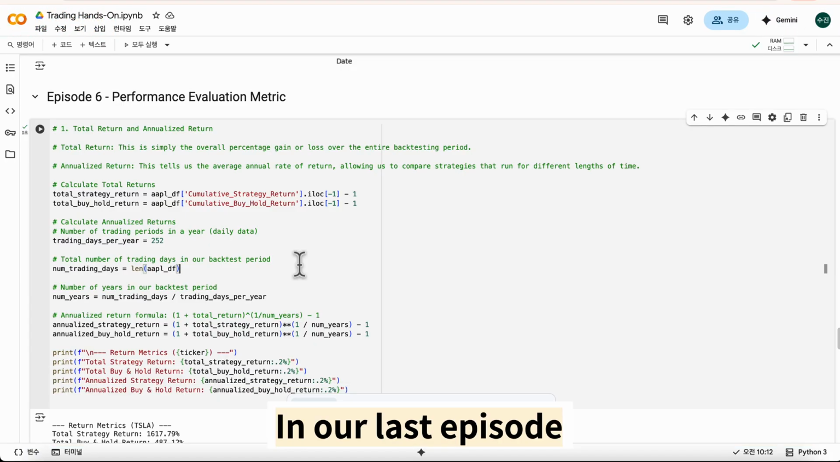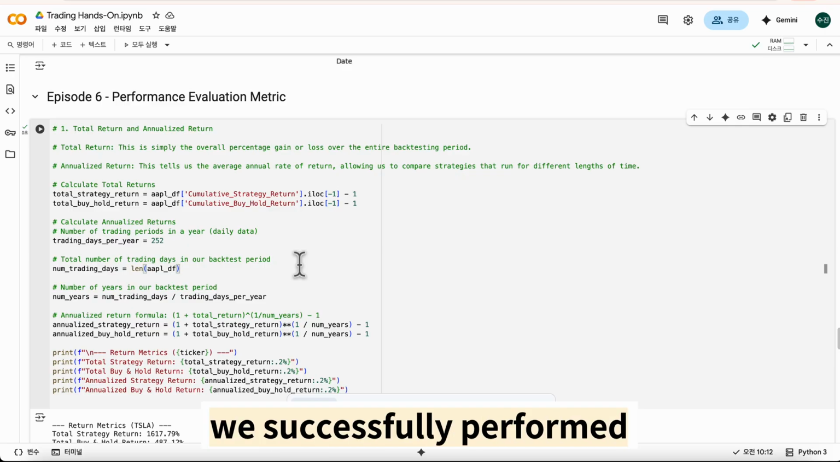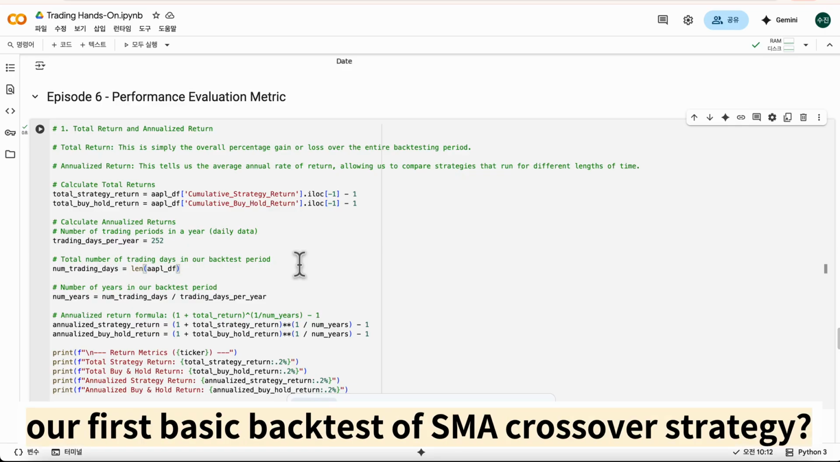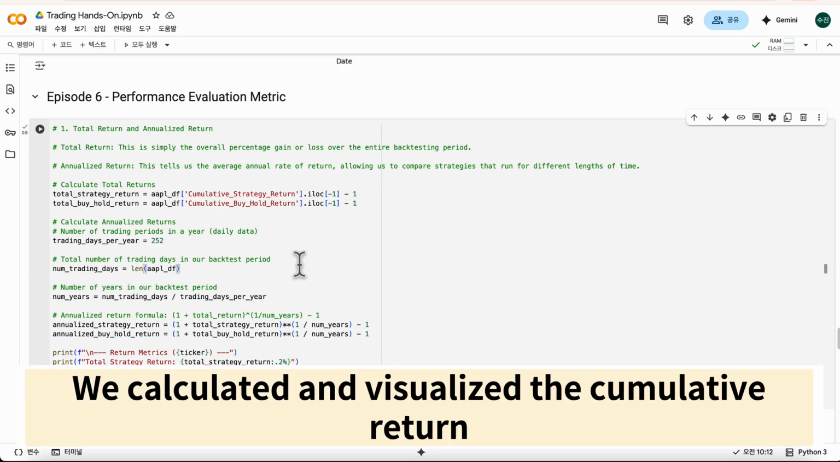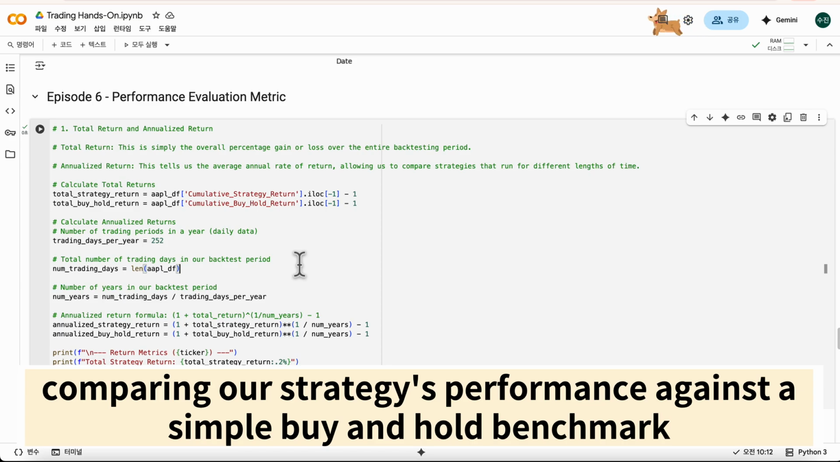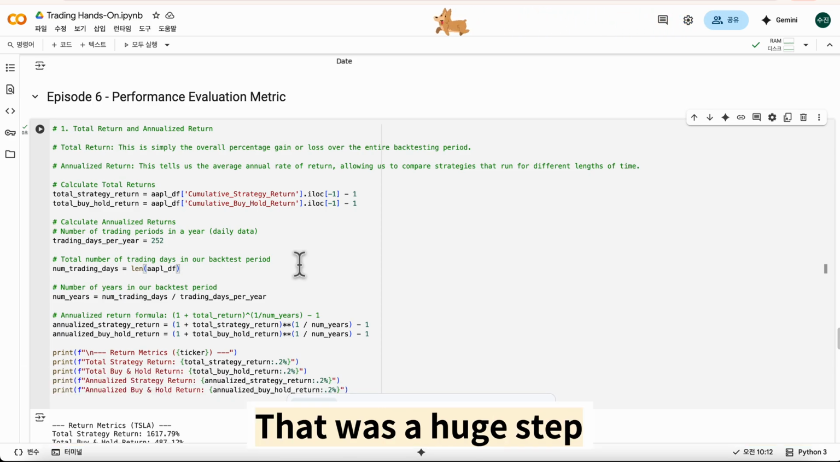In our last episode, do you remember we successfully performed our first basic backtest of SMA crossover strategy? We calculated and visualized the cumulative return, comparing our strategy's performance against a simple buy and hold benchmark. That was a huge step.